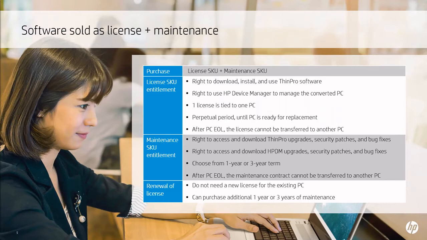The maintenance license will entitle you to ThinPro PC Converter upgrades, security patches, and bug fixes, as well as HP Device Manager upgrades, security patches, and bug fixes. The maintenance piece does in fact need to be renewed after a 1 or 3 year term. Just like the device license, if a device should be either retired or replaced, that particular maintenance license will expire with it when that device reaches end of life. And then when you replace that device, you will need to purchase a new maintenance license to go with it. As a reminder, only the maintenance license will need to be renewed after the 1 or 3 year expiration. Let's begin.